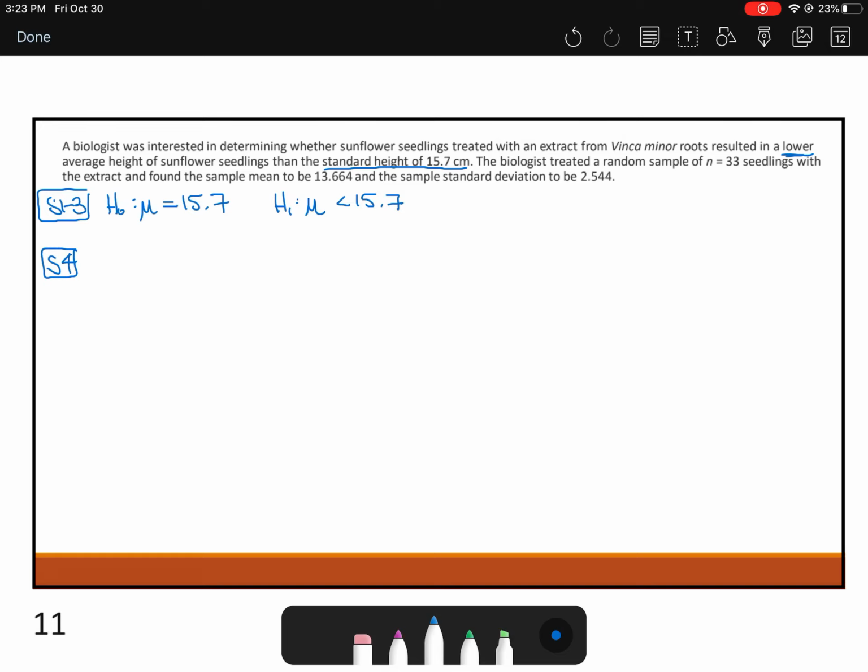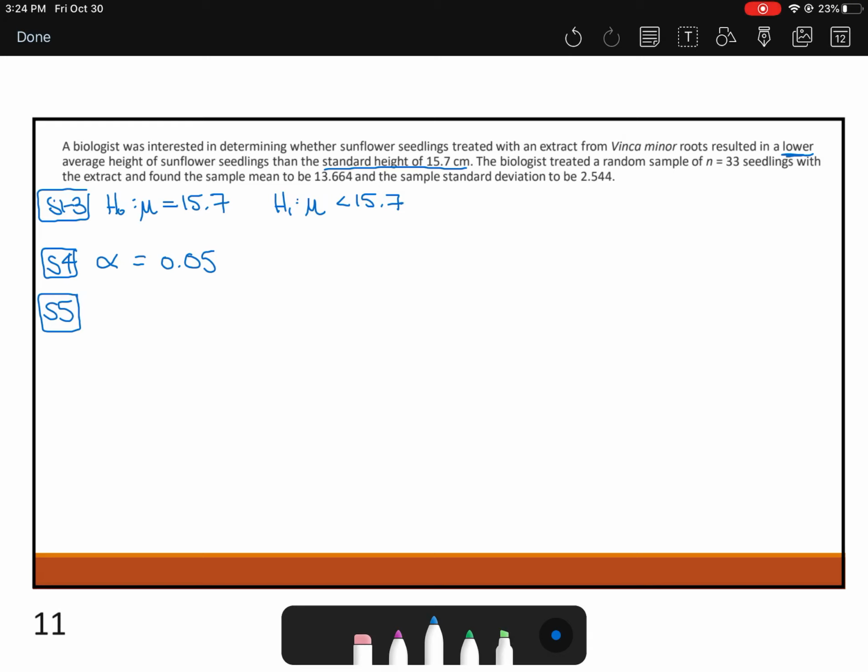Step 4, that's where we have our alpha. Okay, well, in this case, it is not specifically given. So we said when it's not specifically given, we're going to say use a 95% confidence interval. So alpha would be 0.05. Okay, so now we're going to go to step 5.